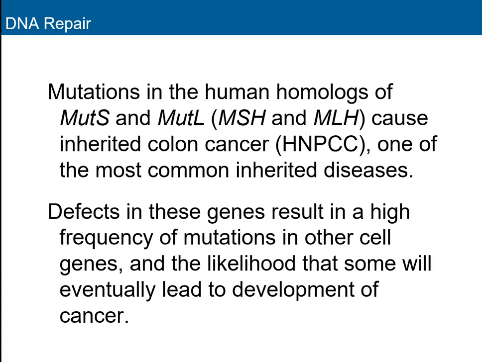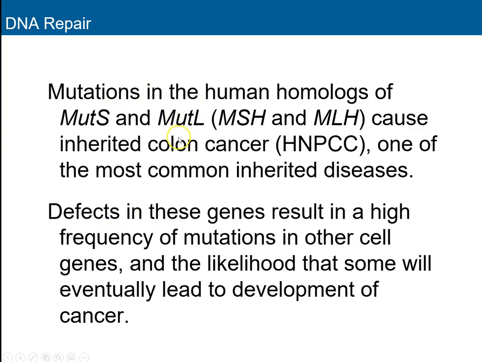Okay, and again, why should anyone care? Mutations in those human homologs of MutS and MutL that we just talked about, which are part of this mismatch repair system, cause a specific type of colon cancer. So there's this inherited type of colon cancer, and it is one of the most common types of inherited diseases, and it's one of those cancers that really is genetic. Obviously, all cancers have a genetic component, but for this one, mutations in specific genes have been identified, okay?